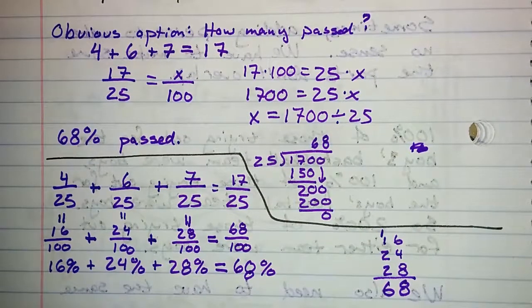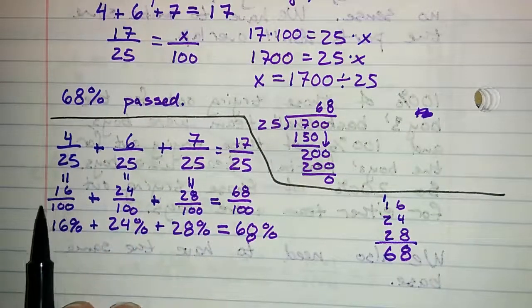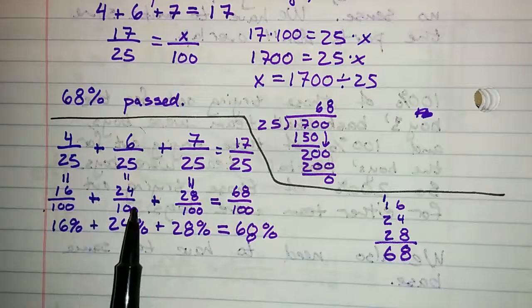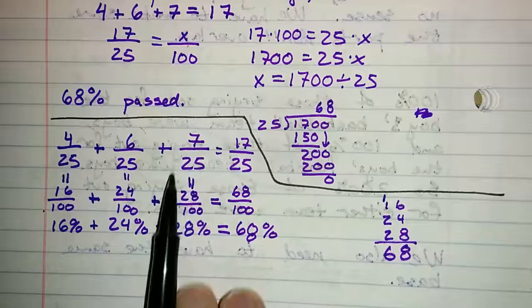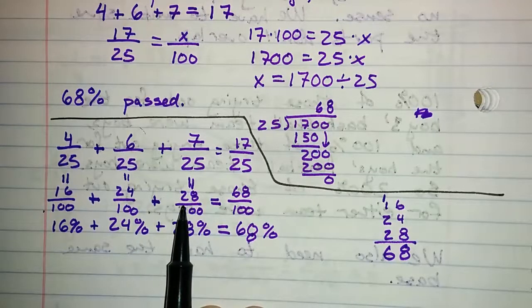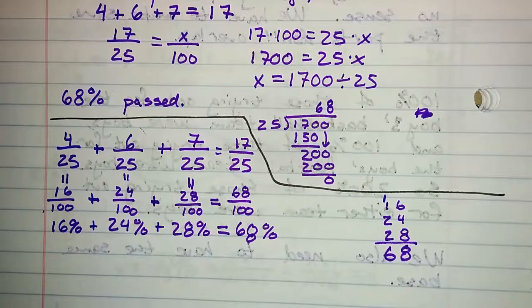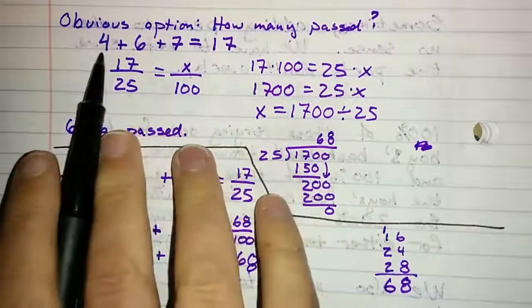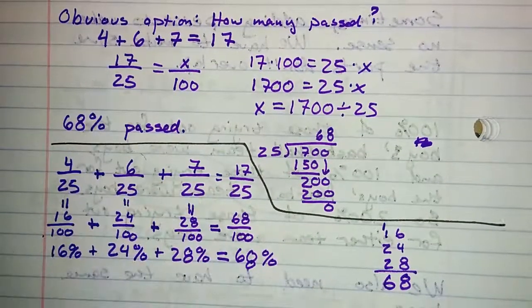Why does this work? Notice, this is the fraction of the class that got an A. This is the same amount expressed as a percent. This is the fraction that got a B, same amount expressed as a percent. Fraction that got a C, same amount expressed as a percent. So when we add up the fractions, that's the same as adding up the percents. And adding up the fractions, well, that's the same as adding up their numerators. So just adding up the size of each part and then putting it over the whole.